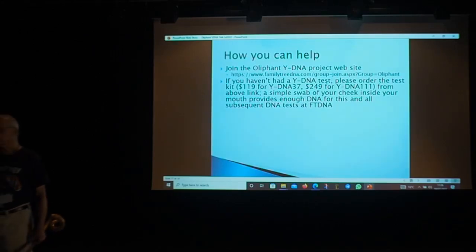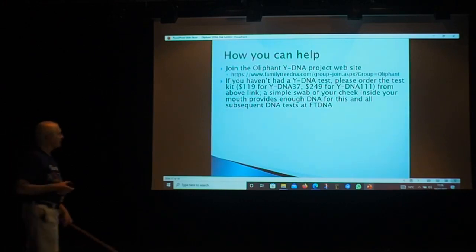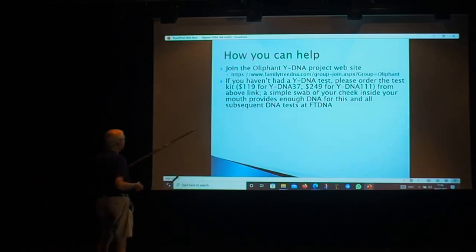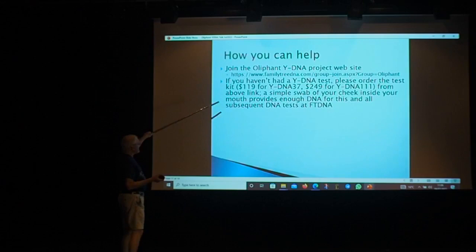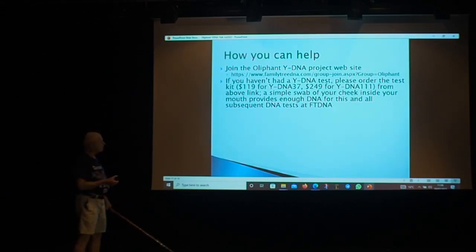And I'll be talking more about the ancestry tests in the next talk. A couple of weeks ago, I looked at the website to see what these tests cost. The 37 marker test is now 119 and the 111 test is 249. We'd really like to get everybody tested to at least the 67 markers and hopefully to 111 markers.